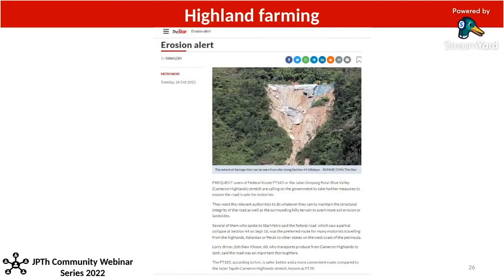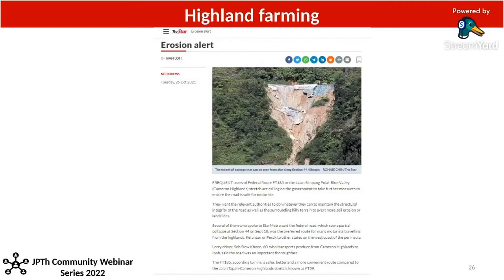Issue on highland farming. In highlands, the low temperature is suitable for most vegetable farming. However, land clearing for steep areas of more than 30 degrees is not permissible. Cameron Highlands has an issue of overuse of land and also illegal farms. When it's illegal and the steep land is exploited, erosion and landslides are not a new issue in Cameron Highlands.